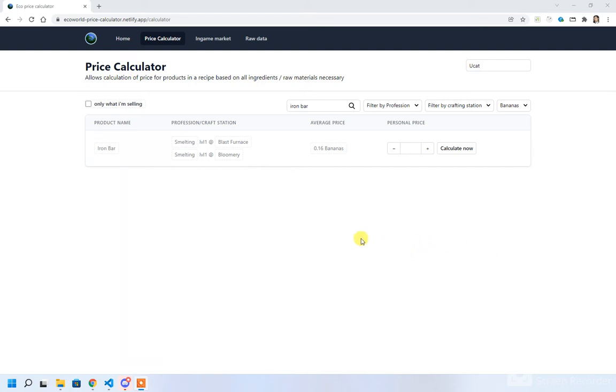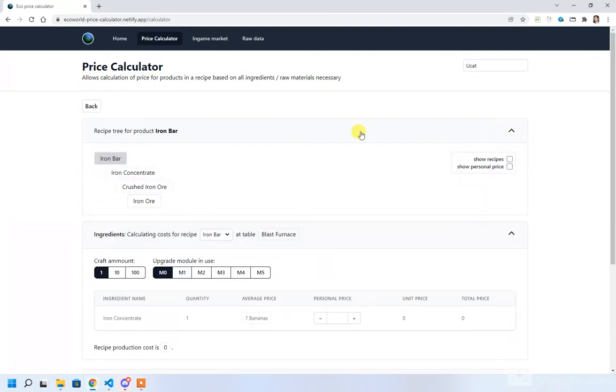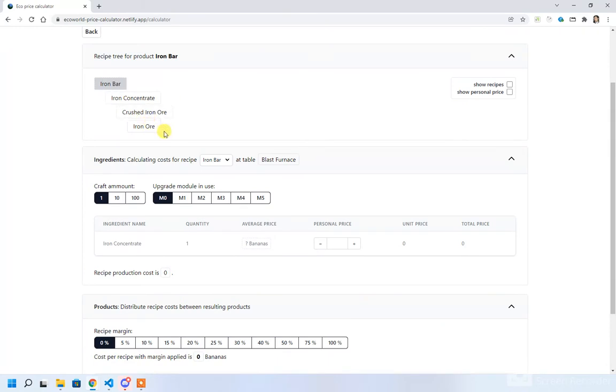Welcome everyone. In this video I'm going to try to demonstrate how to calculate the price of an iron bar. If I go over here and see what the recipes for iron bar are, I can select it, go here and show recipes. I will use the recipe smelt iron since I don't have access to a blast furnace yet.